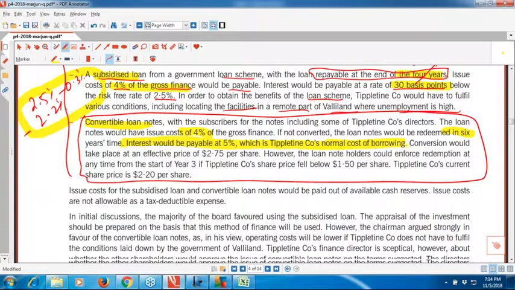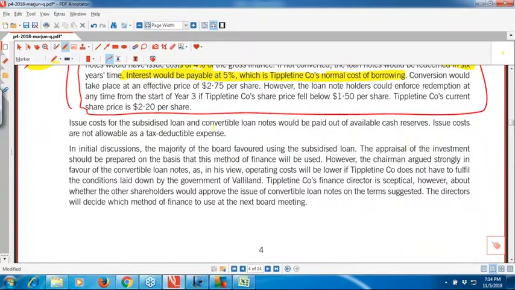Now, what is most important is that it says issue cost for the subsidized loan and convertible would be paid out of available cash reserves, which is very important. It says issue costs are not allowable as a tax deductible expense. Now, these are important things. Now, what next is there?